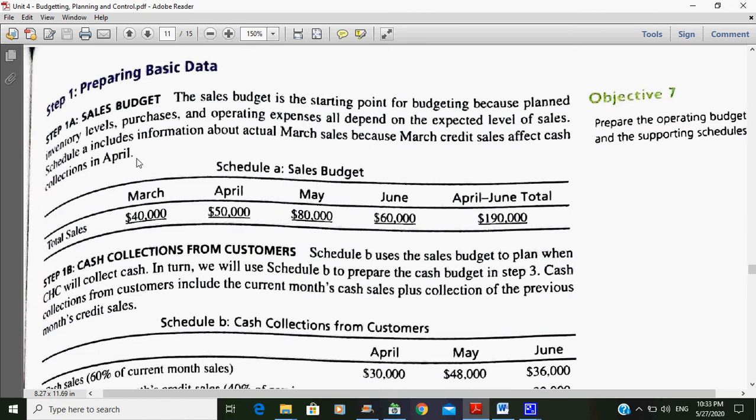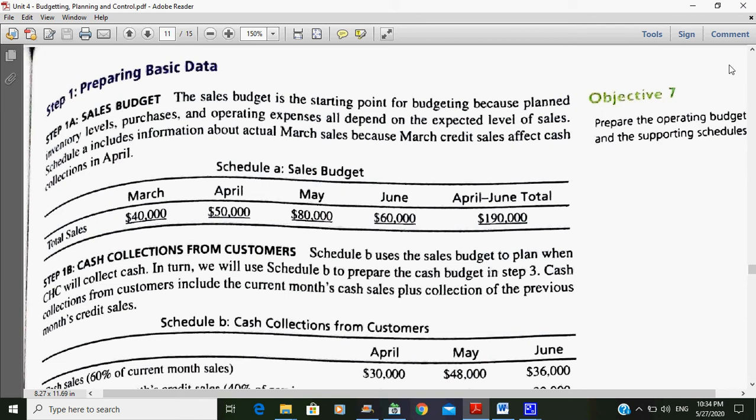So step one is to prepare basic data. The sales budget is the starting point for budgeting because planned inventory levels, purchases, and operating expenses all depend on the expected level of sales. Schedule A includes information about actual March sales because March credit sales affect cash collections in April. So this is the sales budget: 50,000 for March, 50,000 for April, 80,000 for May, and 60,000 for June. And where does this come from?